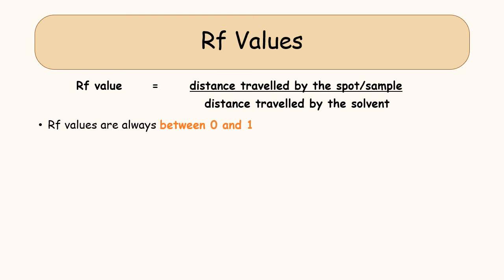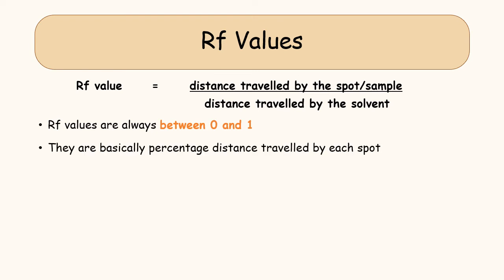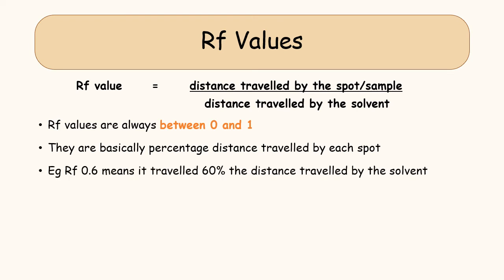RF values are always between 0 and 1, and what they basically are is the percentage of the distance that the solvent travels for the spot. Not sure I explained that particularly well, but as an example, if the RF value is 0.6, it means it traveled 60% of the total distance that the solvent traveled.